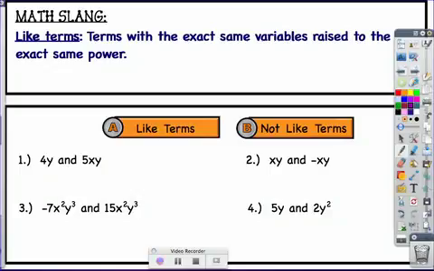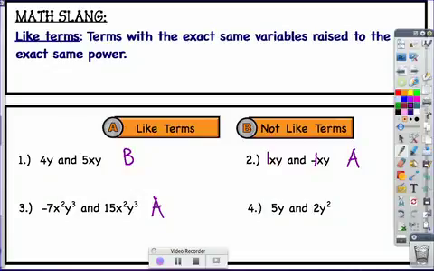Number 2, xy and -xy are like terms. The variables and their powers are the same. What's different is the coefficient. One has a coefficient of 1, while the other has a coefficient of -1. Number 3 is also like terms. Same variables raised to the same powers, their coefficients are different. And number 4, 5y and 2y squared are not like terms because the variable y is being raised to different powers.